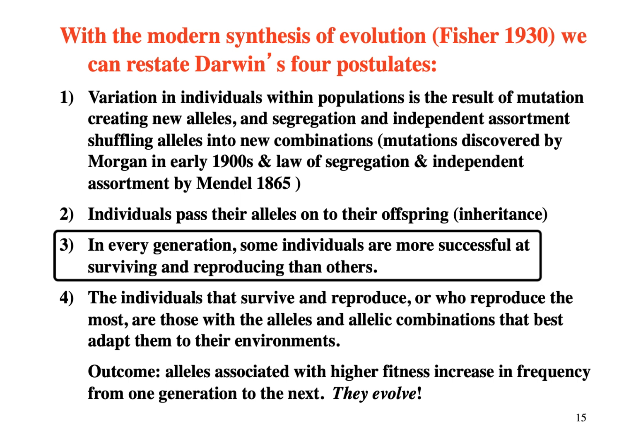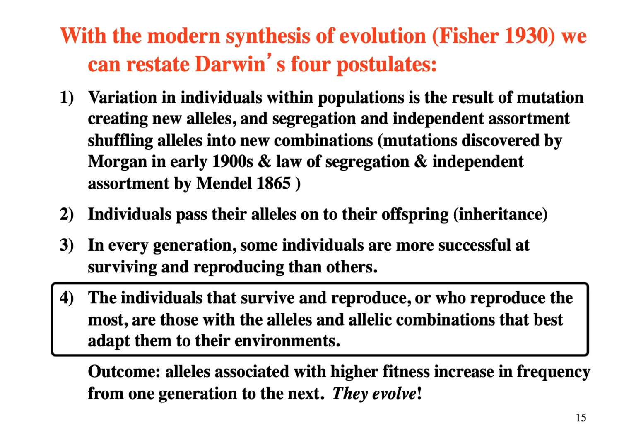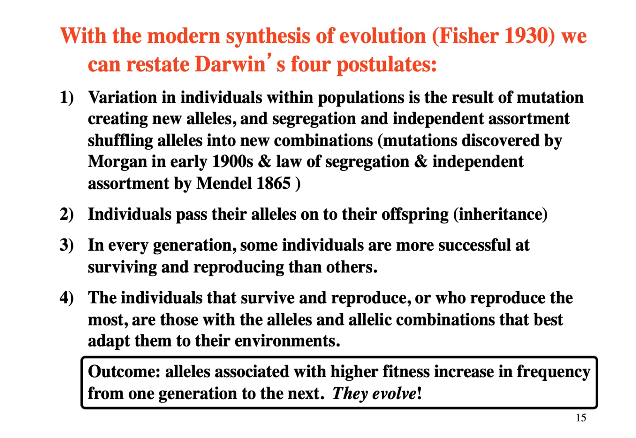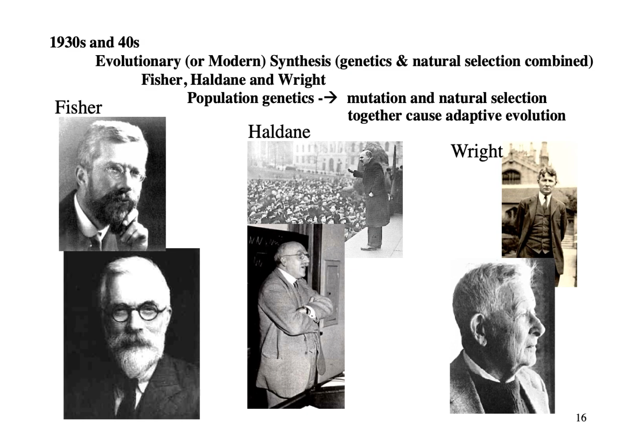And then in every generation, some individuals are more successful at surviving and reproducing than others. And then finally, the individuals that survive and reproduce, or who reproduce the most, are those with the allele and allelic combinations that best adapt them to their environments. So the alleles and combinations associated with higher fitness increase in frequency from one generation to the next, so the species evolve.